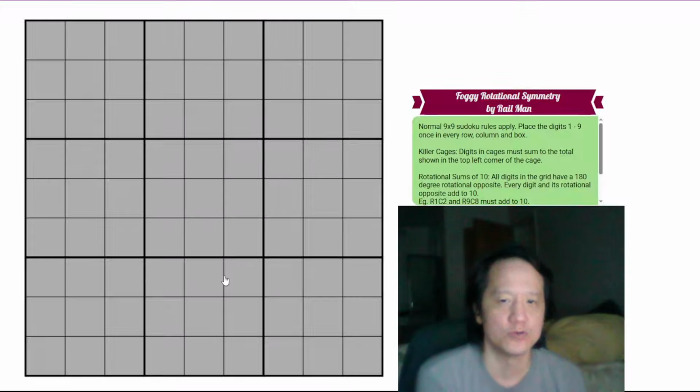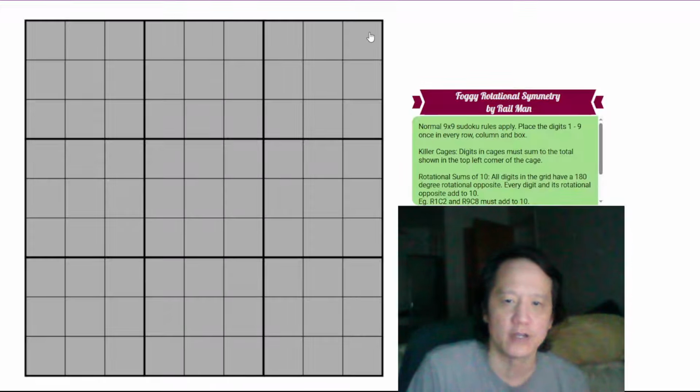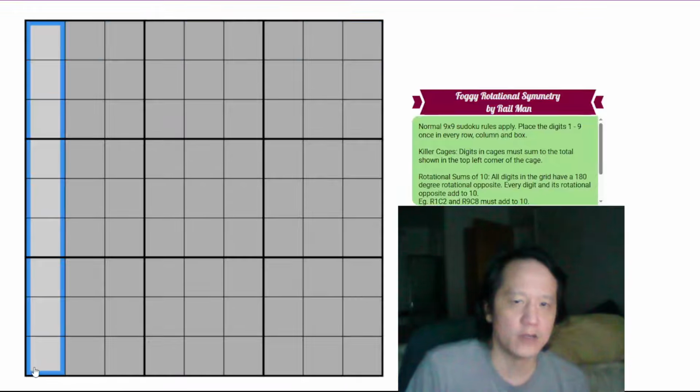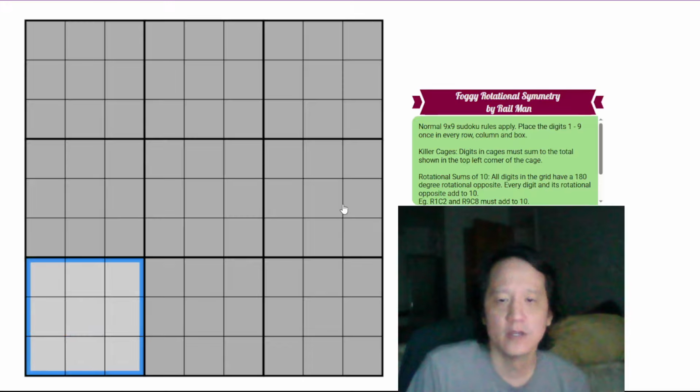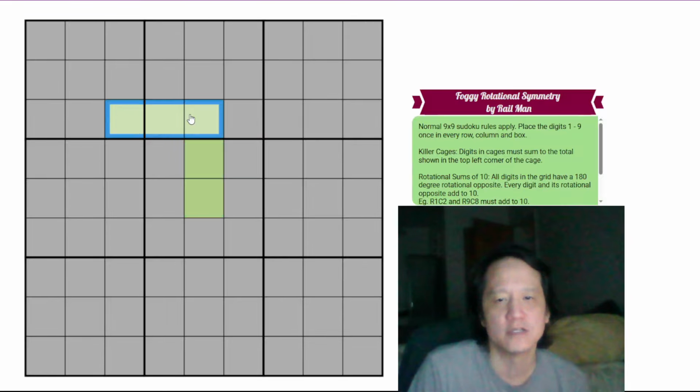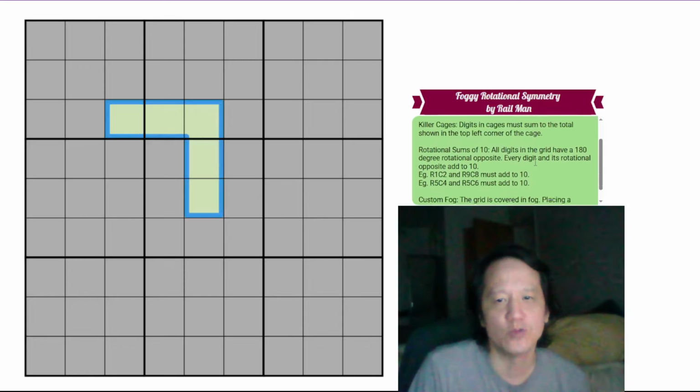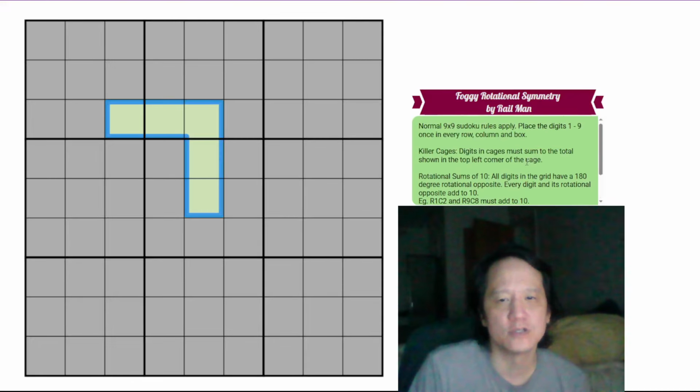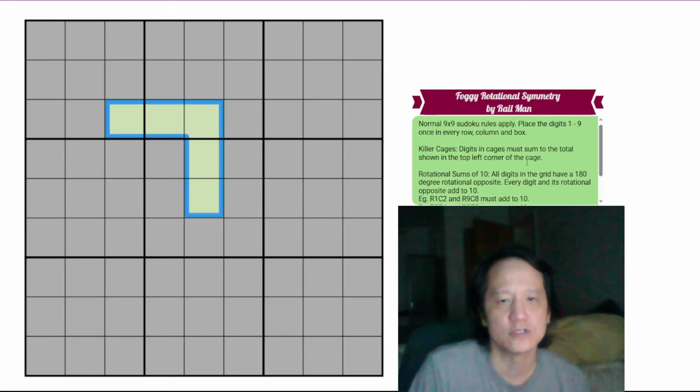And here are the rules. We have normal 9 by 9 Sudoku rules, which means place the digits 1 through 9 once in every row, column, and box. We also have killer cages somewhere in the puzzle, where the digits in cages must sum to the total shown in the top left corner of the cage. So I'm assuming they're probably all either in the same box or same row or same column because it doesn't say anything about no repeats. And usually that is specified in Killer Cage Sudoku.